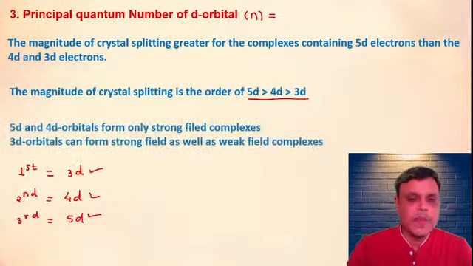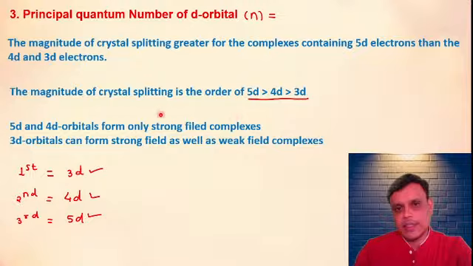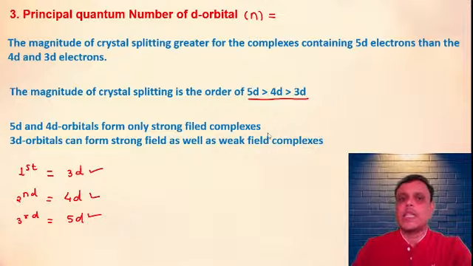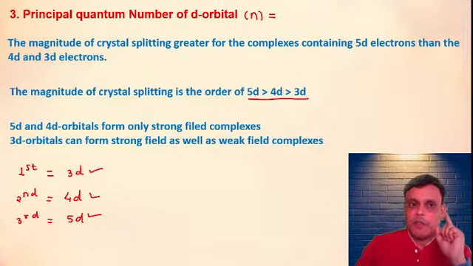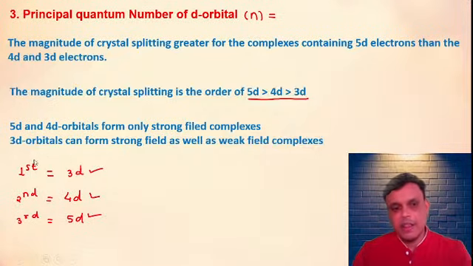Then the next point. Now here, 5d and 4d orbitals form only strong field complexes. What is the meaning of this? Remember, when you have metals from the 5d and 4d series, you have to show the splitting for strong field complexes only. And if it is from the 3d orbital, that means the first row, it can form strong field as well as weak field complexes.